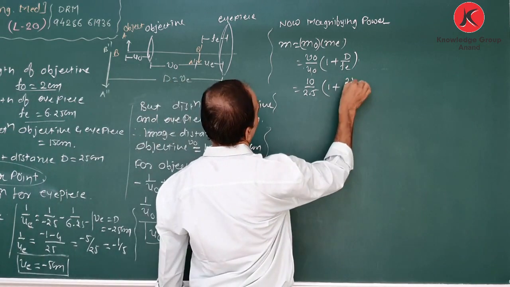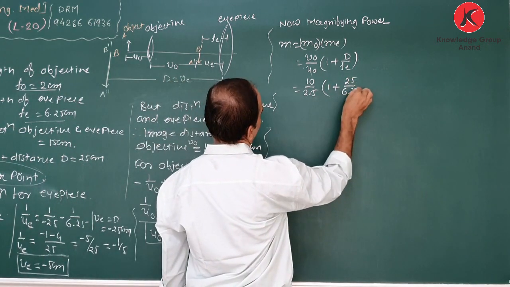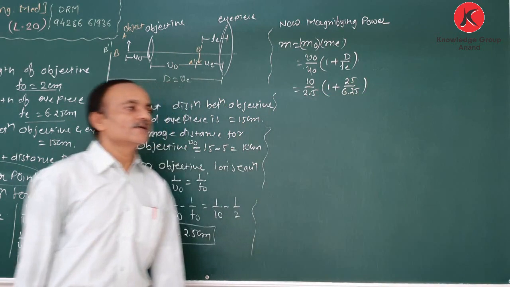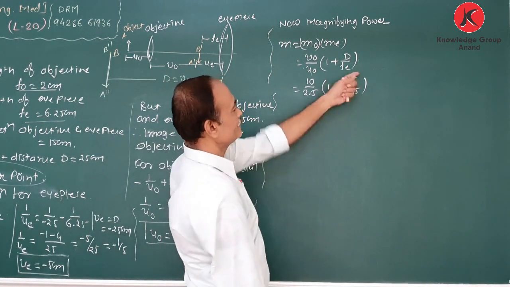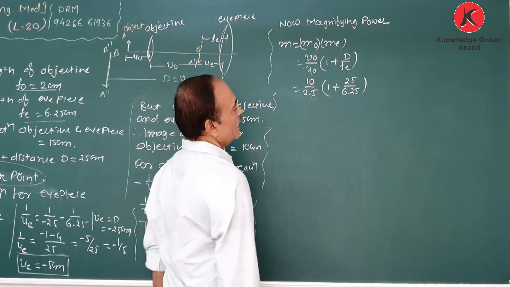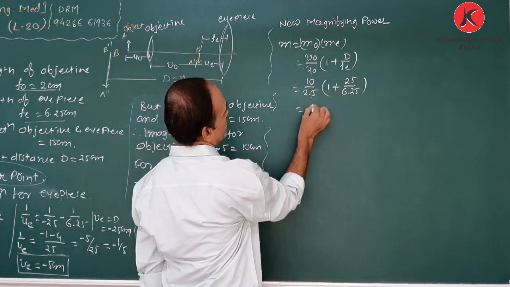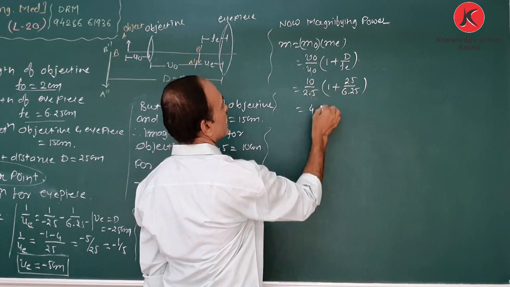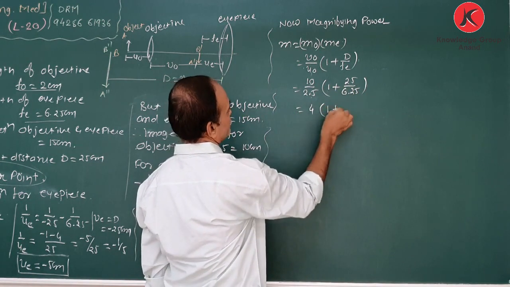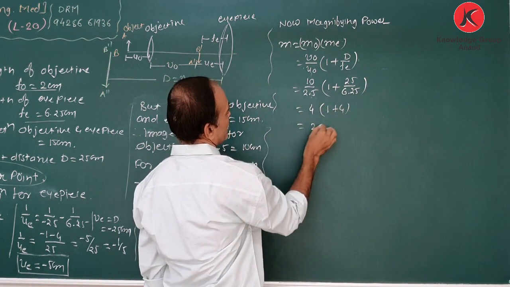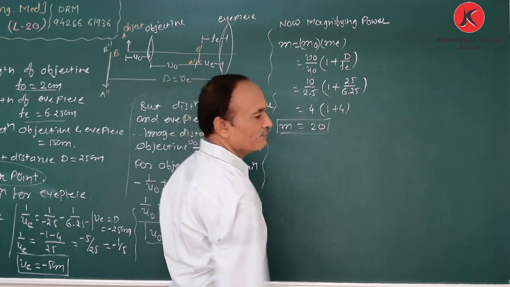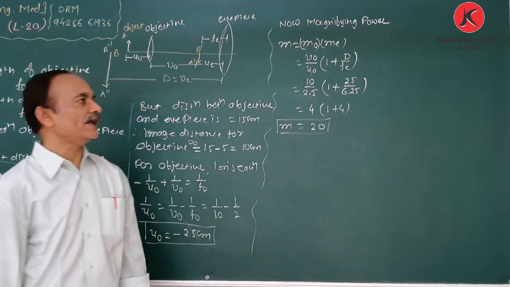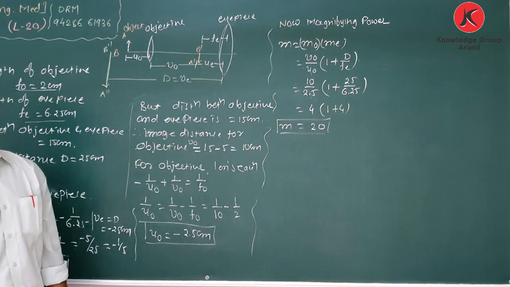And FE is 6.25. Now 10 by 2.5, that is 4. And 1 plus 4, that is 5. That is 20. So the magnifying power of a compound microscope in this case is 20.